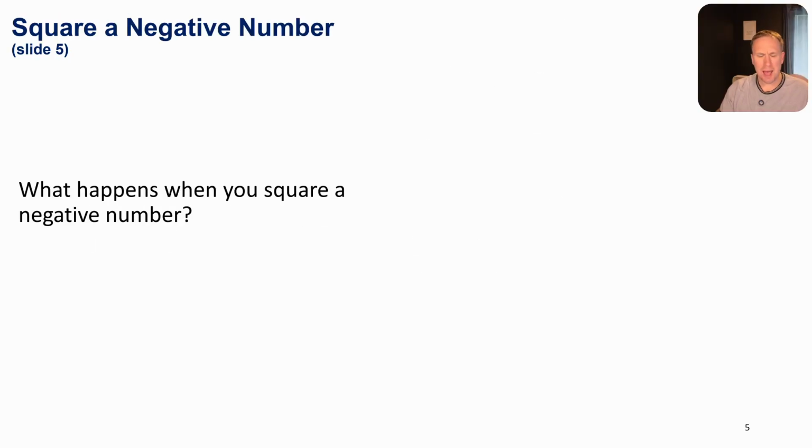Now, what happens when you are squaring a negative number? So when we multiply two negative numbers against each other, the product is always a positive, right? A negative by a negative is a positive. So the square of a negative number is also always positive. So if I have positive 2 squared, this is 2 times 2. My answer is equal to 4. On the other hand, if I have negative 2 squared, this equals negative 2 times negative 2. That gives me a positive 4 as well.